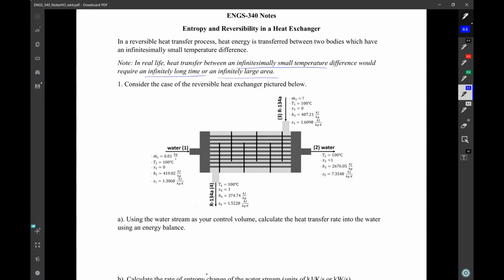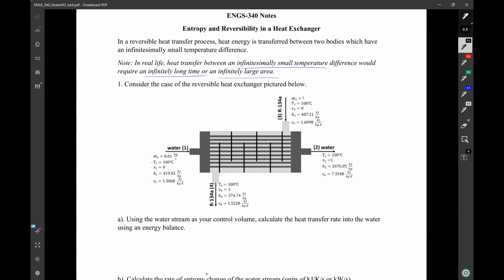So the thing that we'll keep coming back to with reversibility is that these are limits. These aren't things that can practically be achieved. We can't have any heat transfer if two things are at exactly the same temperature. We would need an infinitely large heat exchanger and an infinitely long time. Those are things which obviously we don't have. But this is a good practical limit. It sets the boundaries for our system.